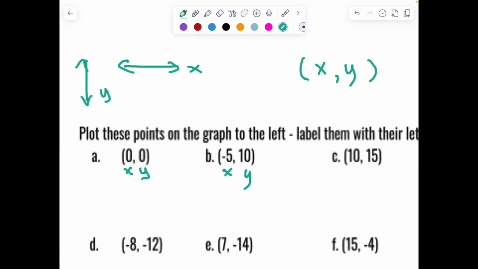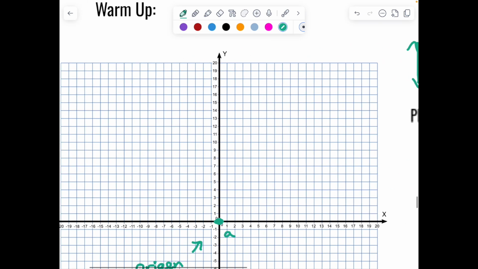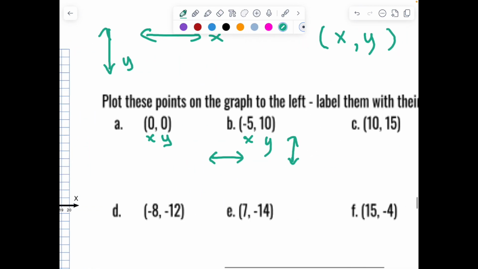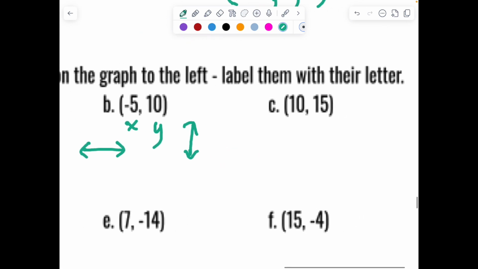All right, point B, (-5, 10). So we are going to go find -5 on the horizontal, on the x-axis, and 10 on the y-axis, okay? So -5 is over here, and 10 is up here. So we're going to connect these two, right, where they would connect. So (-5, 10), that is right there, okay? That is point B. So even though it's two numbers, it's still only 1 point, okay?